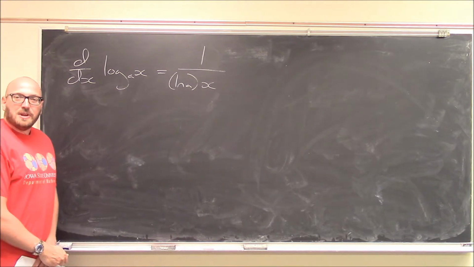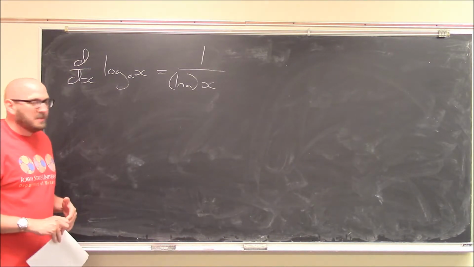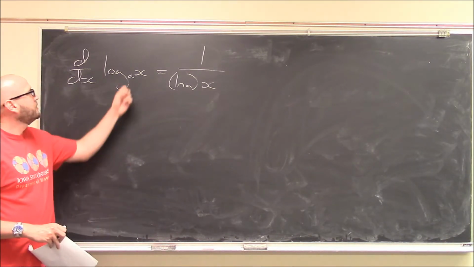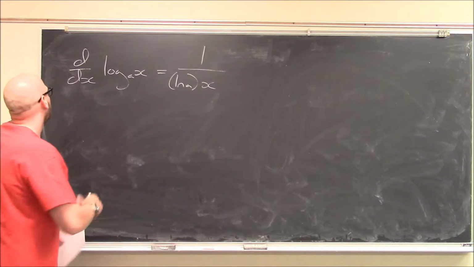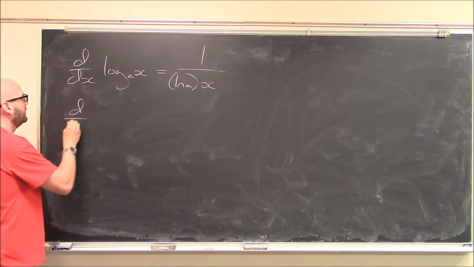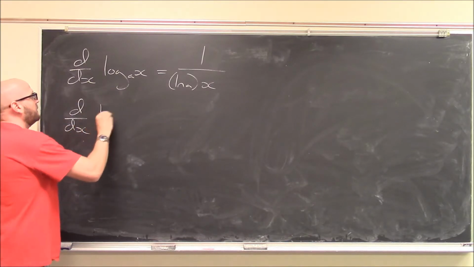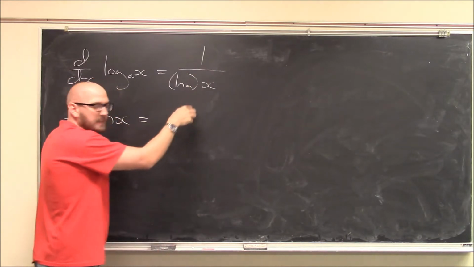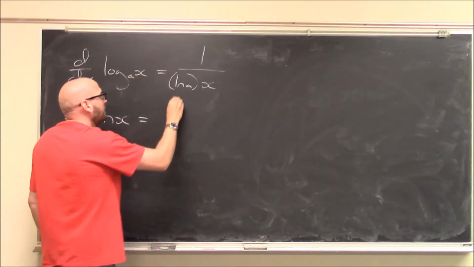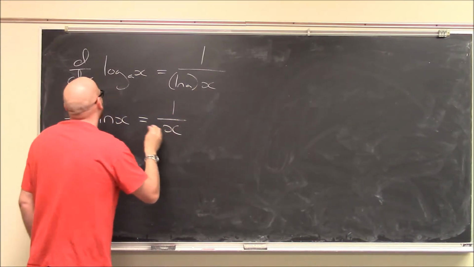Well, just like with exponential functions, we don't often work with base a, right? The most common base we'll use with logs is e, the natural log. So that means that the derivative of ln of x is 1 over ln of e times x. But ln of e is just 1, so this is just 1 over x.